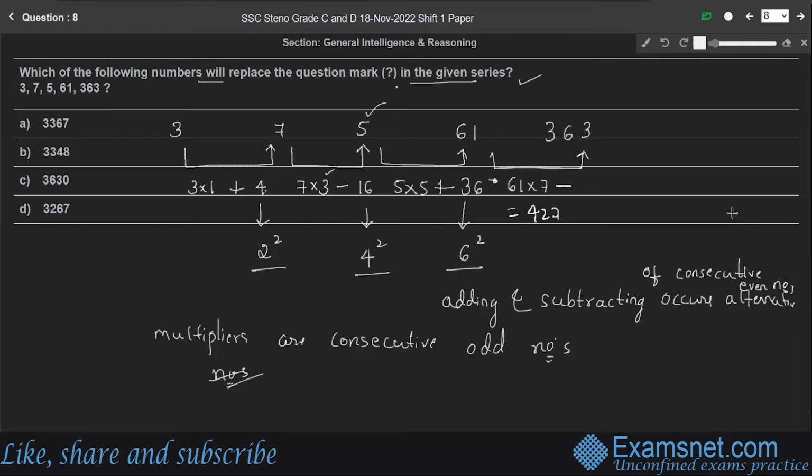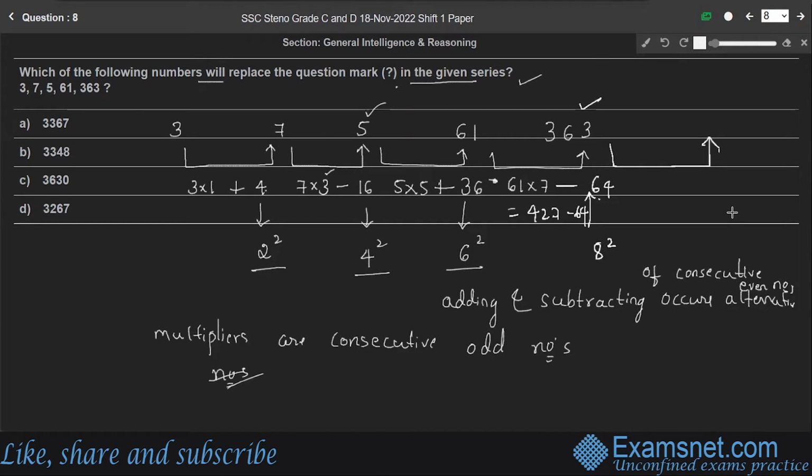So in this step, we have to subtract the square of 8. The next consecutive even number is 8. Its square is 64, right? 427 minus 64 is equal to 363.